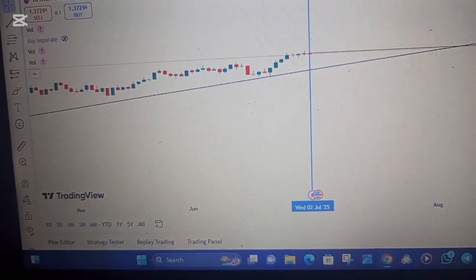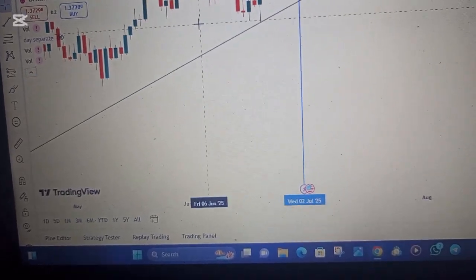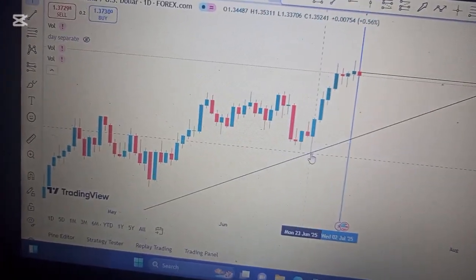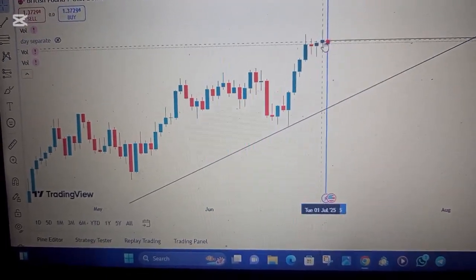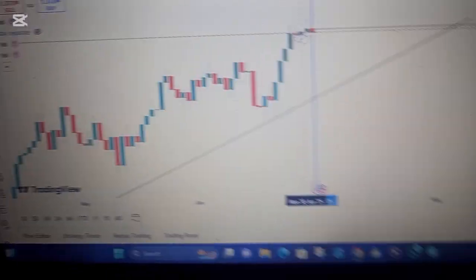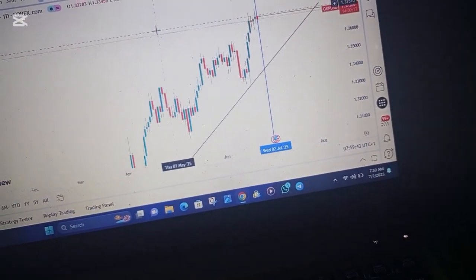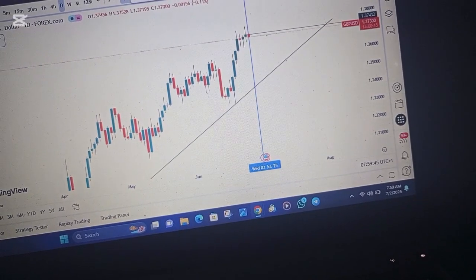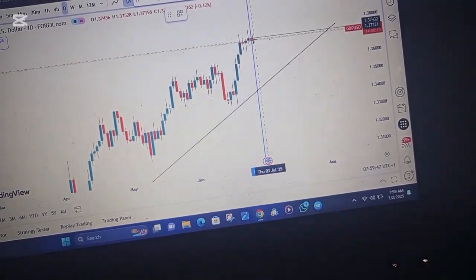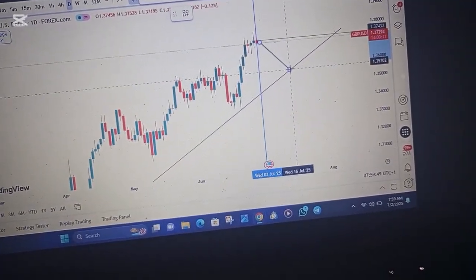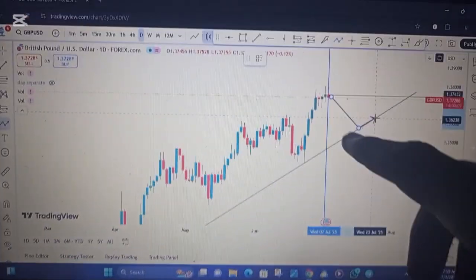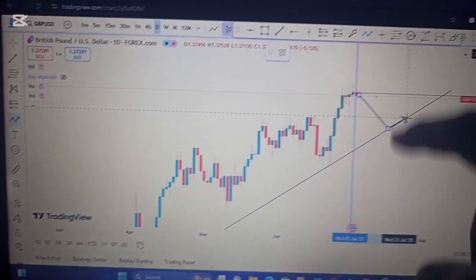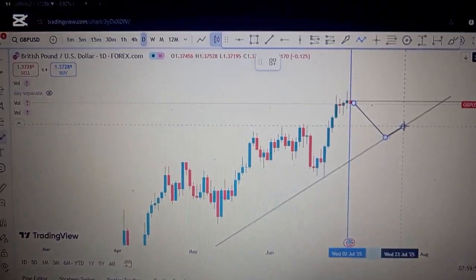So that's basically it. As you can see, when the trend line was touched at this point, you see this massive push to the upside. So what are we expecting here? We should be expecting a downward push. That's what we should be expecting, to touch this trend line again, break it or retest, and move to the upside.